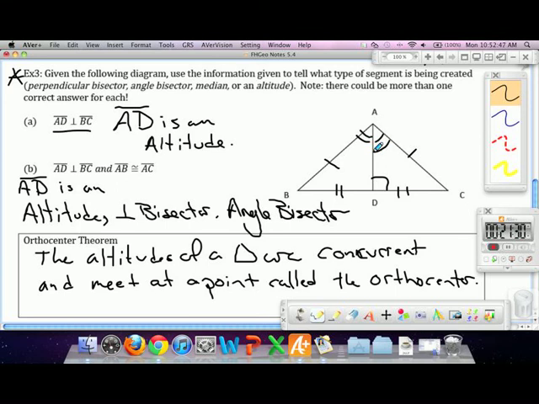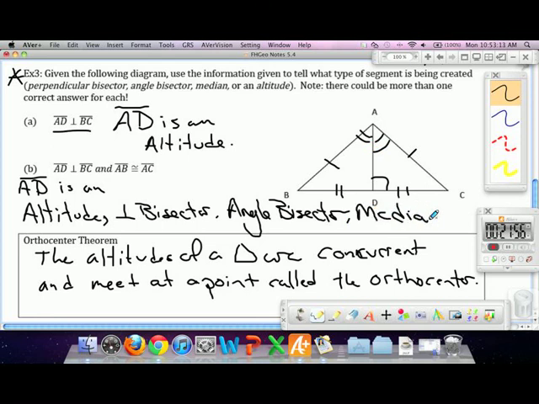Is it a median? What is a median? It's a line that goes from a vertex to a midpoint. Is AD a median? Yeah, absolutely. It goes from a vertex to a midpoint. Therefore, it's also a median.